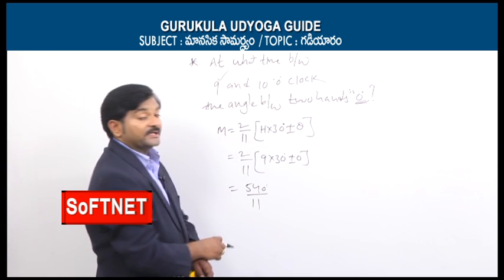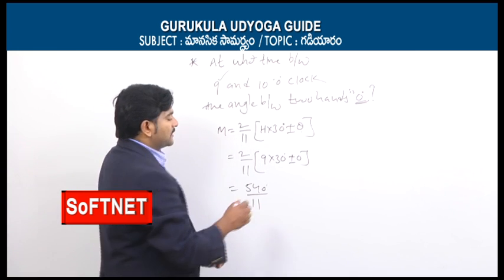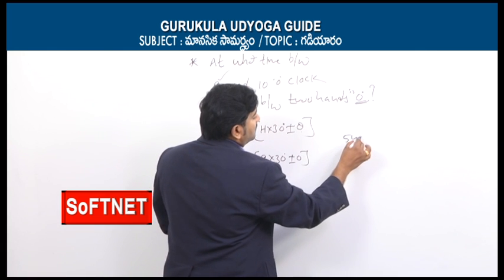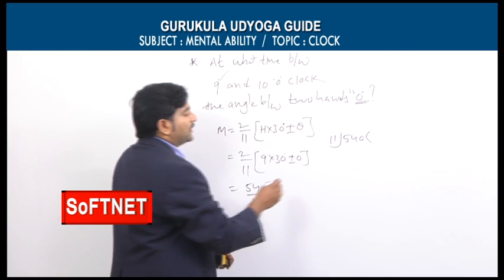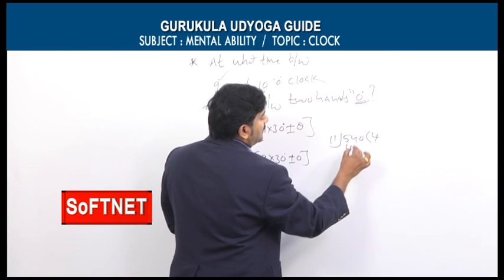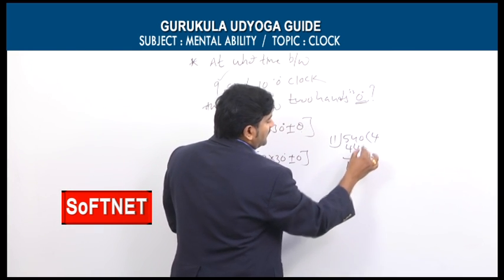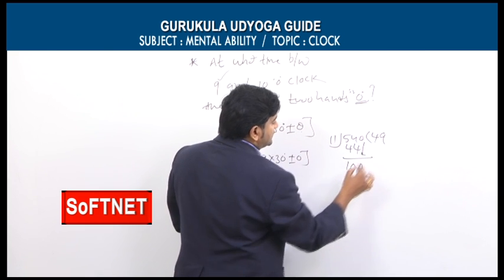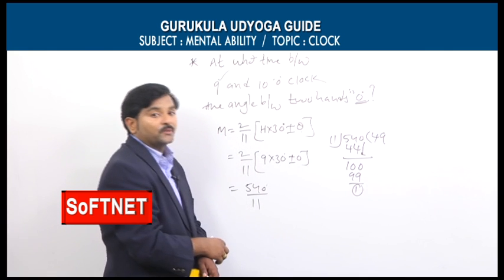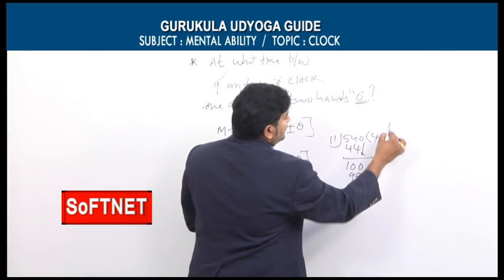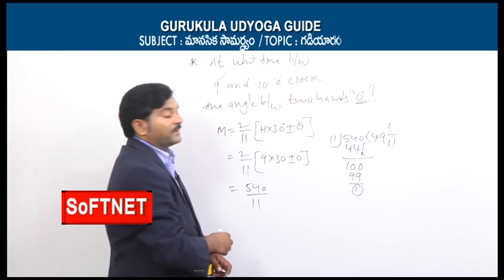540 by 11 minutes. It's not degrees, it's minutes. Now we can divide 540 by 11. So dividing 540 by 11, what can you say here? 11 4s are 44, 10 left. So here 11 9s are 99, 1 is the remainder. How can we express it in mixed form? Mixed fraction, that is equal to 49 1 by 11 minutes.